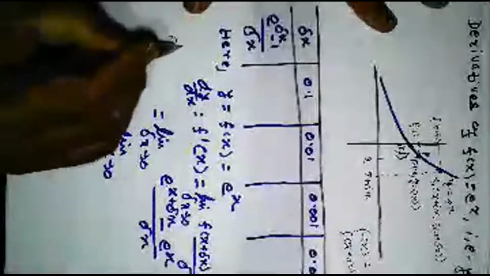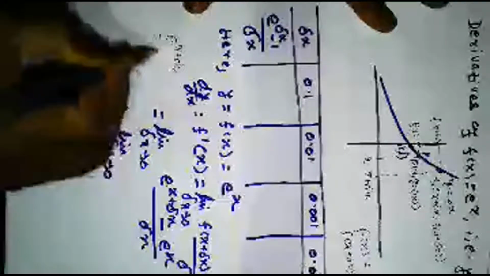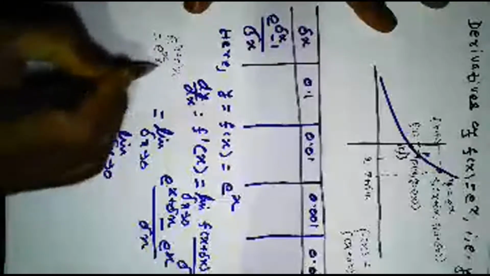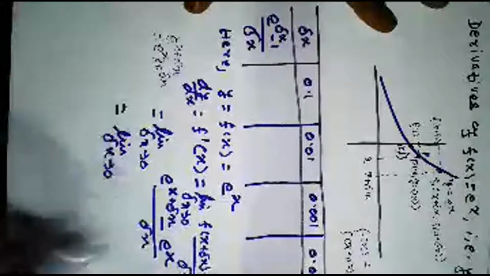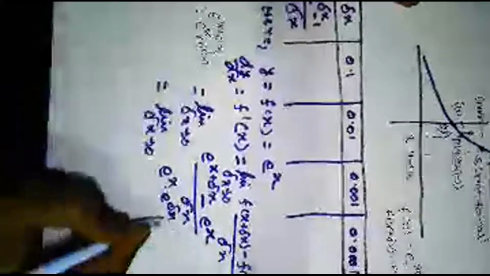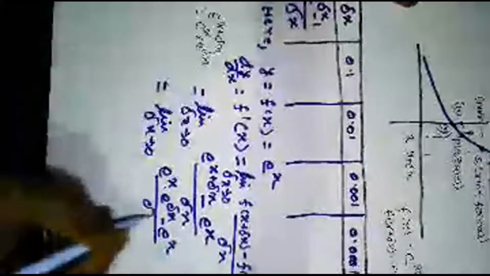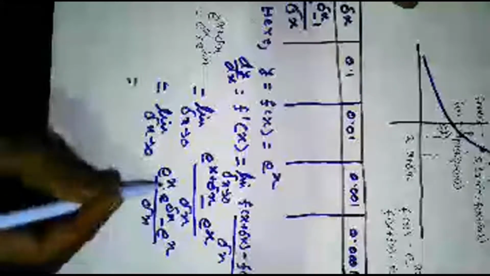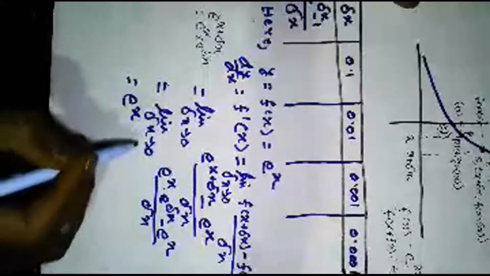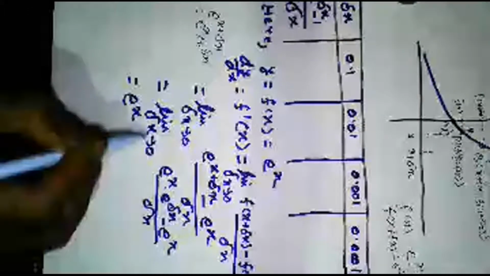Now you can see here, for this e^(x plus delta x), you can separate its power, so it is e^x times e to the power delta x. So here in this case you can write e to the power x times e to the power delta x. You can separate the exponents, and then minus e^x over delta x. Now take out e^x common. Because e^x doesn't include delta x, we can write this outside of the limit, because the limit doesn't apply to it. The limit applies wherever you find the delta x term.